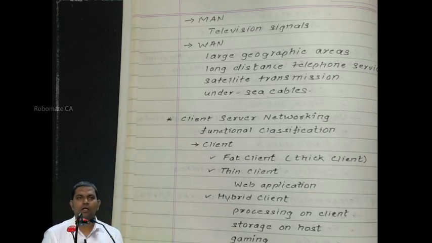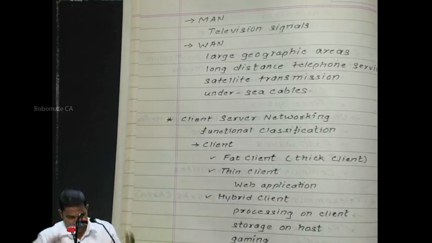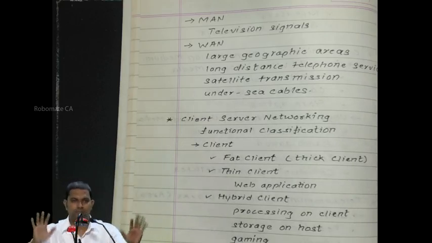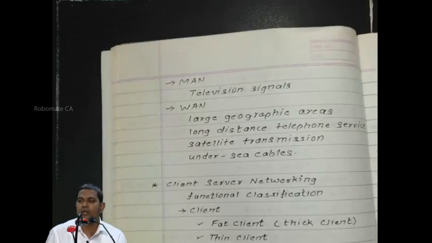Metropolitan Area Network is a type of network which is bigger than LAN. Now, bigger means what? Is the scope larger? What exactly is this bigger? Let's try to understand the meaning of this term bigger. I'll give you one example.